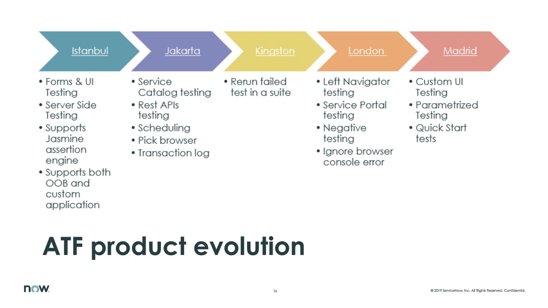In Jakarta, we added end-to-end service catalog testing capability. We added inbound REST testing capabilities. We added scheduling. So in Jakarta, you can start scheduling your tests, and you can run them at any time of the day. Pick a browser was something where, prior to Jakarta, whenever you ran a test, it used to randomly pick one browser wherever the client test runner is running. Those who don't know the client test runner will know when I demo the product. But with the pick a browser feature, you can choose which browser you want to test.